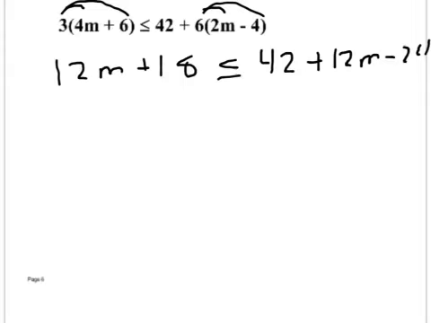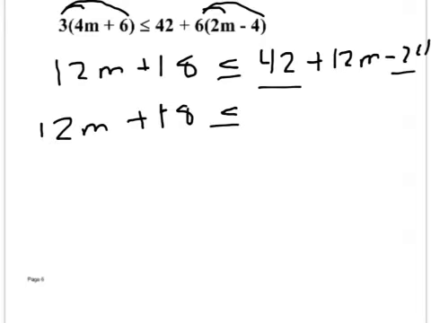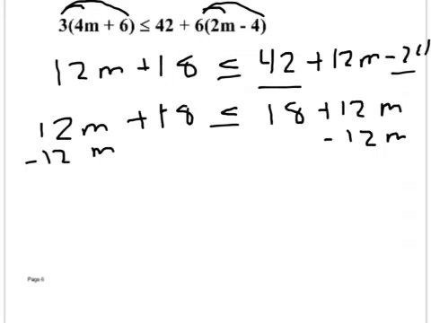I want to add and subtract my like terms. So that is 12m plus 18, less than or equal to 42 minus 24. What is it? It's actually 18. 12m plus 18 is less than or equal to 18 plus 12m. So I subtract 12m from both sides. It cancels them both out. This leaves me 18 is less than or equal to 18.